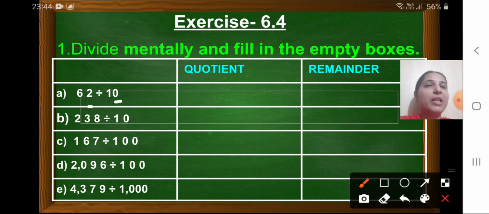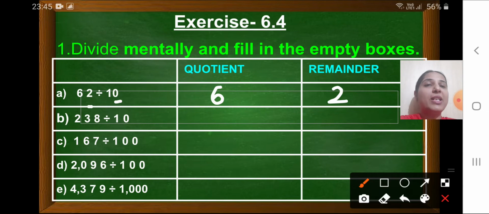So what is the digit at the ones place of the dividend? That will be our remainder. So what will be the remainder? Remainder will be 2. And what will be the quotient? Yes, quotient will be 6. Isn't it? Okay children. Now let's see question number B.